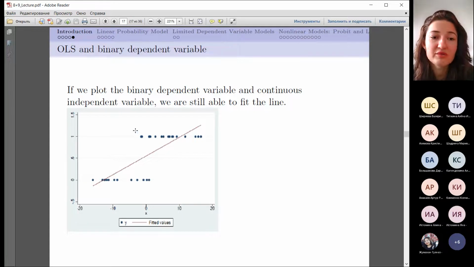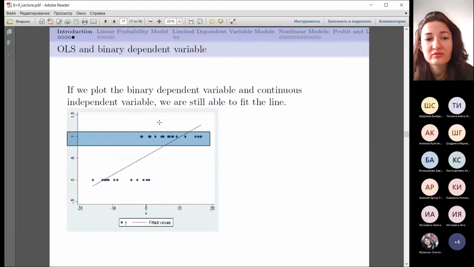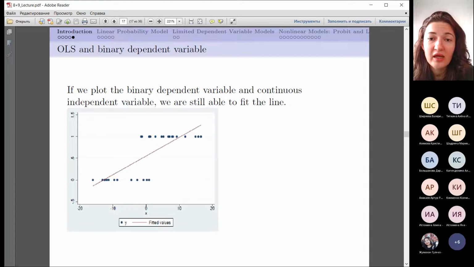These are our observed values. You can see here exactly two clusters of observed values. One of the clusters is at the bottom left corner and the second one at the top right corner. So it means 0 and 1. You can see here exactly the corresponding values. Because this is a dummy binary variable, yeah, it's obvious.